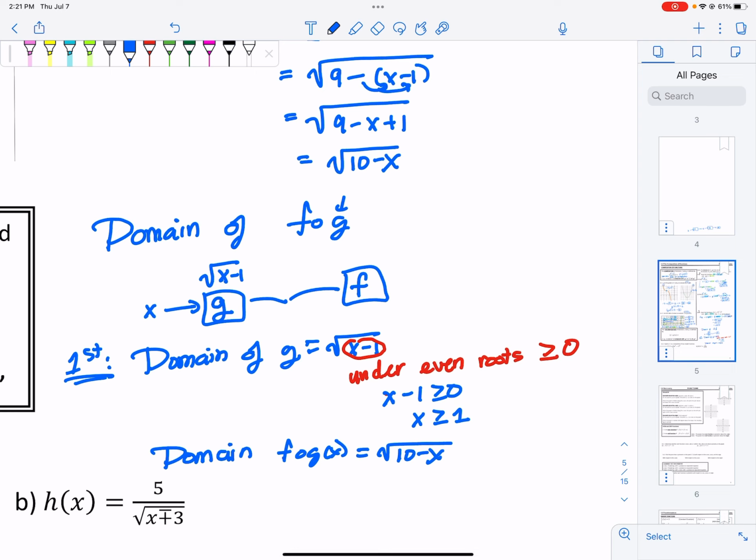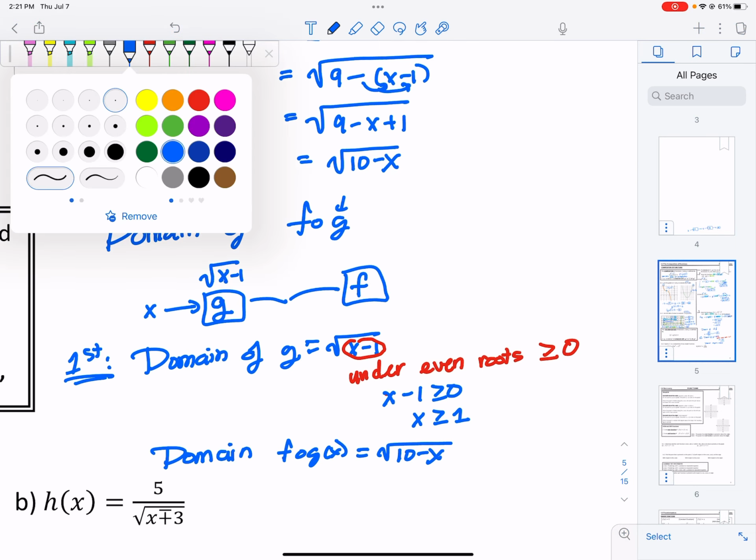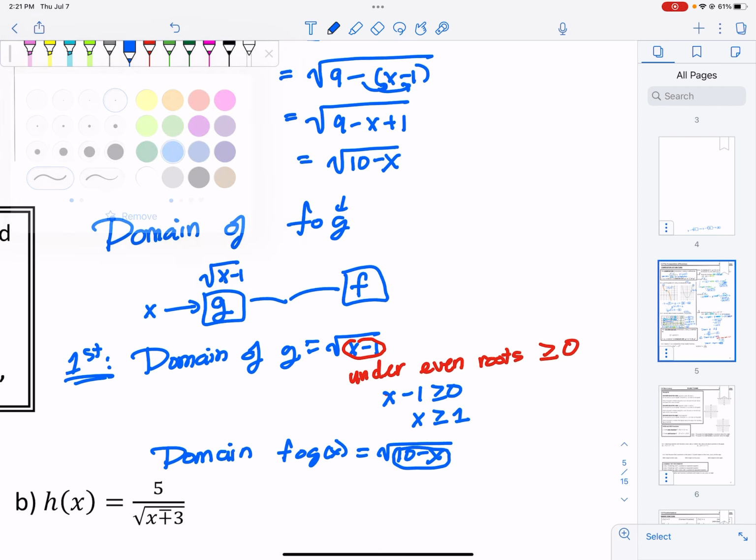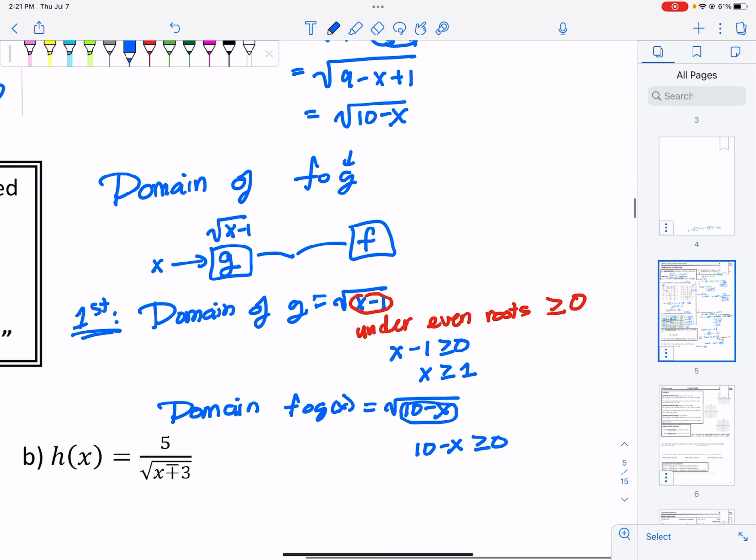Okay, again, this resulting function has an even root, so we want to make sure that whatever we put inside this even root, it's positive inside the square root. So 10 minus x has to be greater than or equal to 0. Solve for x, subtract the 10, negative x is greater than or equal to negative 10. Divide both sides by a negative. x has to be less than or equal to a positive 10.